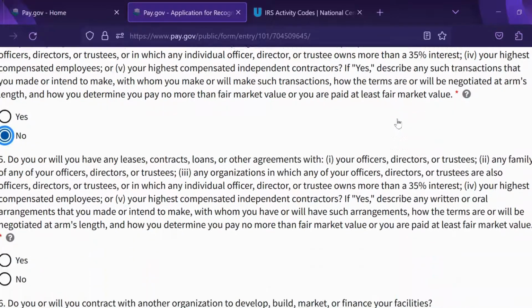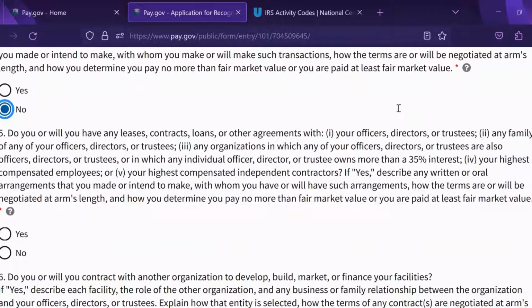question. Question 5, do you or will you have any leases, contract loans, other agreements with your officers, directors, or trustees, any family member of any of your officers, directors, or trustees, any organizations in which your officers, directors, or trustees are also officers, directors, or trustees, or in which any individual officer, director, or trustee owns more than 35%, etc. We are selecting no.